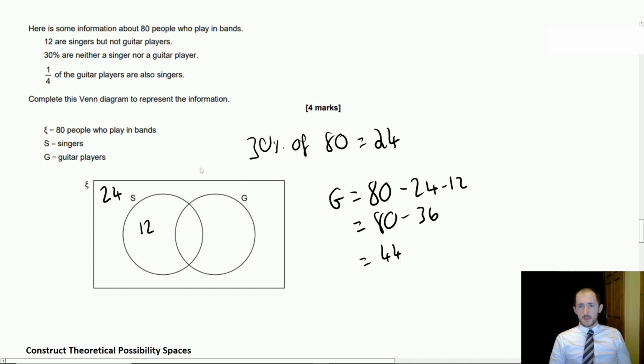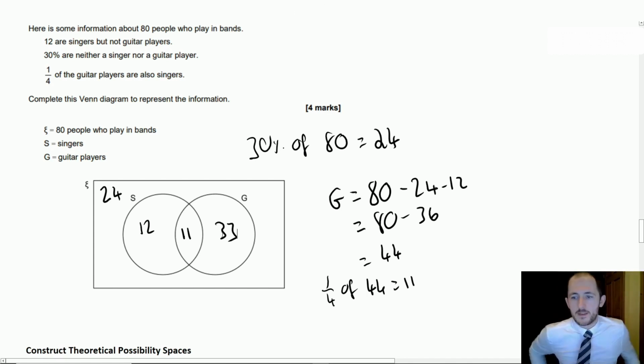Okay? Now it says a quarter of these guitar players are also singers. So a quarter of 44 is 11. So there are 11 people who sing and play the guitar, which means everyone else is just a guitar player. So if we were to add all of this up, it should add up to 80. So 33 plus 11 is 44. Plus 12 gives me 56. Plus 24 gives me 80, so I know I'm right.